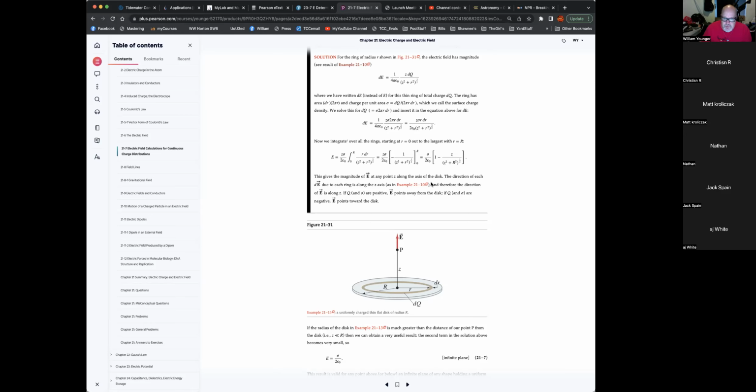If y'all want to write that down or just remember it, remember the sigma is Q over pi R squared. So when you see mine, I'll have a Q up here and a 2 pi epsilon naught R squared down here, but this will be exactly the same.